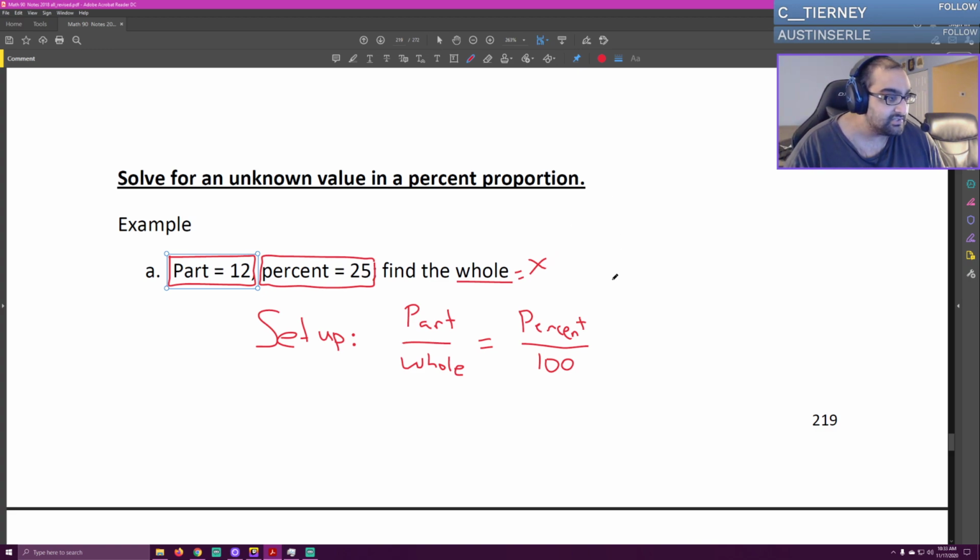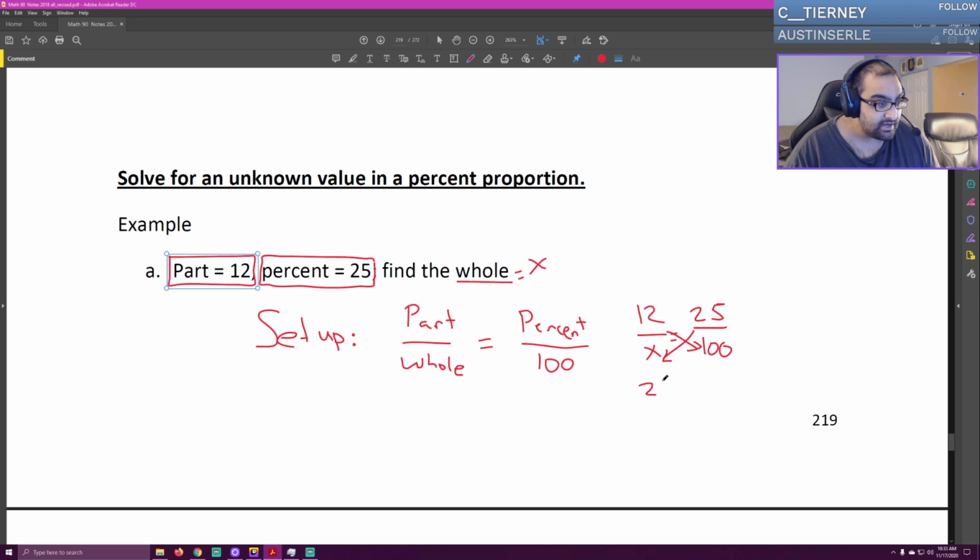So in this instance, I have a part here, which is 12. I don't know what the whole is, which is x. I do know what the percentage is. The percent is 25. And then I have over 100. And all I need to do here specifically is go ahead and cross multiply. I'm going to use a little bit of algebra, and then we're going to solve for x. Let's cross multiply here first.